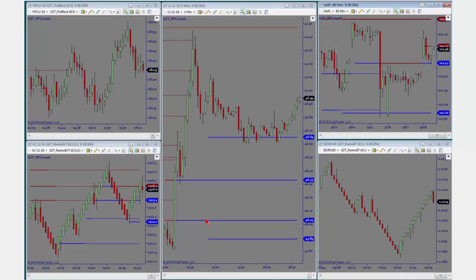We can use this for stocks. We can use this for ETFs. We can use it for Forex. We can use it for, in this case, I have oil. You have futures there. We have gold.